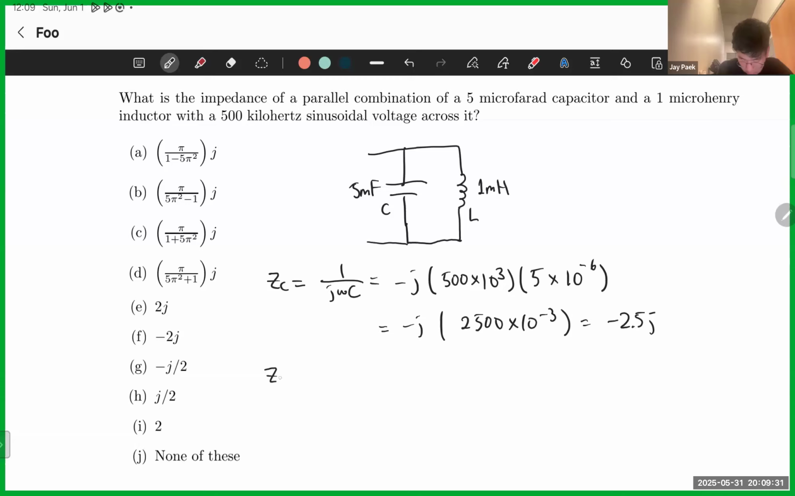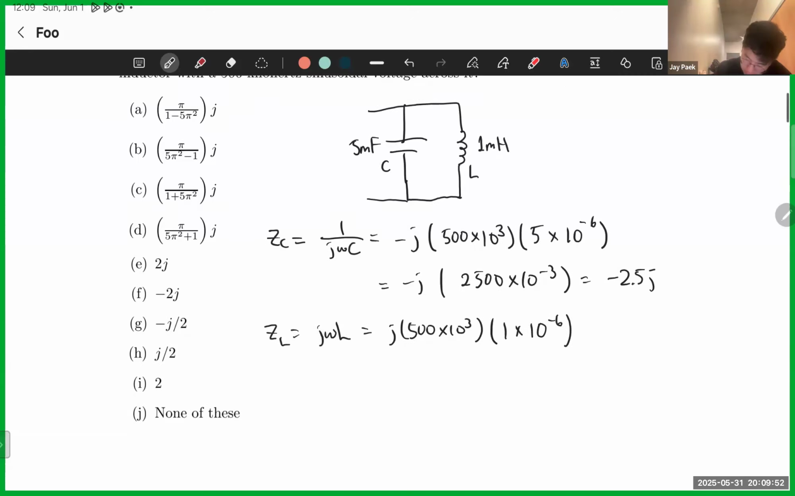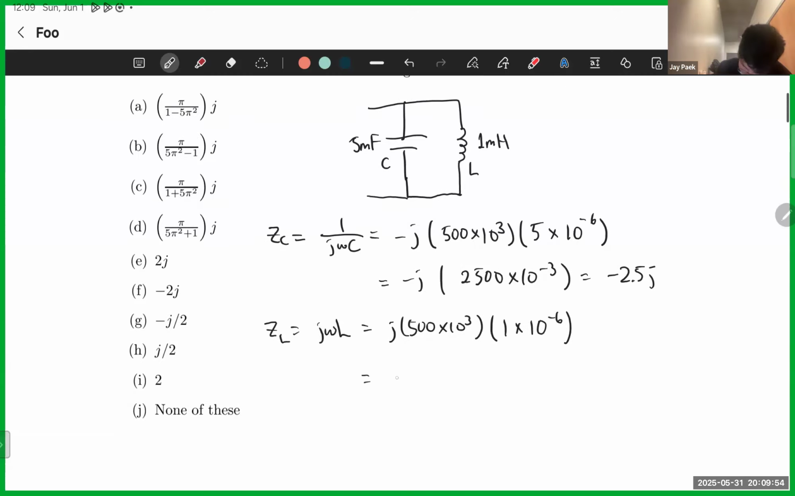Furthermore, ZL is equal to J omega L, J 500 times 10 to the 3 times L, which is 1 times 10 to the negative 6. And let's just keep cooking. We just have J 500 times 10 to the negative 3, which is just equal to 0.5 J.